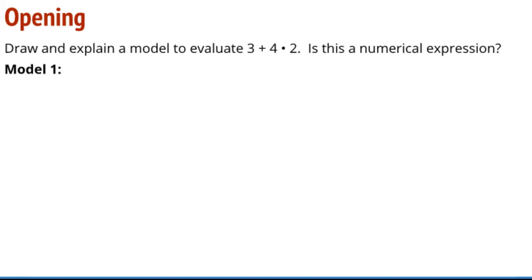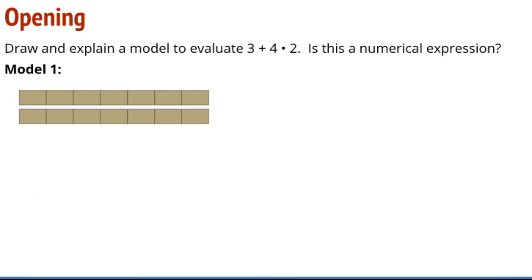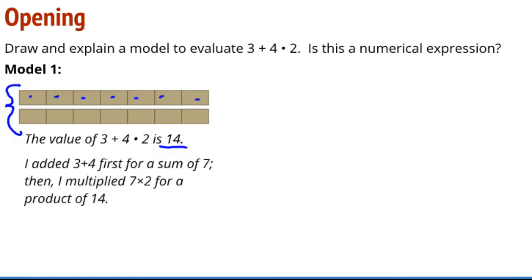So there are a couple of different ways that you can think about this problem. Here we've got our 3, and we've added 4 to it, and now we've multiplied by 2. And that would tell us that the value of this numerical expression would be 14. We had the 3, we added 4 more, and then we doubled it, multiplied by 2. So added the 3 plus 4 first for a sum of 7, multiplied 7 times 2 for a product of 14.